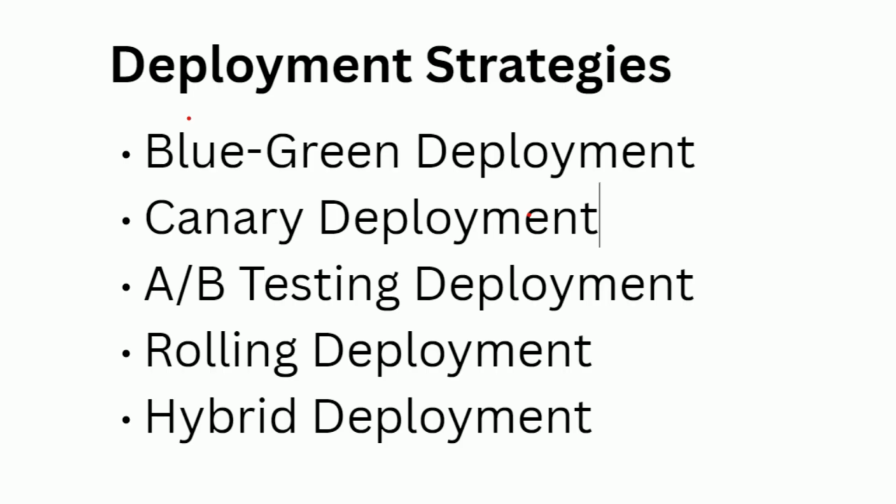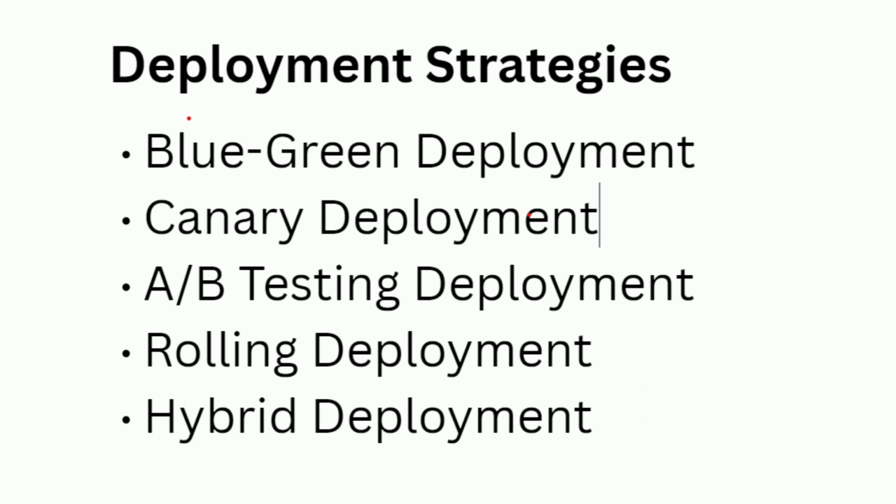The first one that comes to my mind is blue-green deployment. This involves deploying a new version of the application to a separate environment, and then switching traffic to it once it is fully tested. The next one I can think of is Canary Deployment. This involves gradually rolling out a new version of the application to a small subset of users, and gradually increasing the number of users until it is fully deployed.